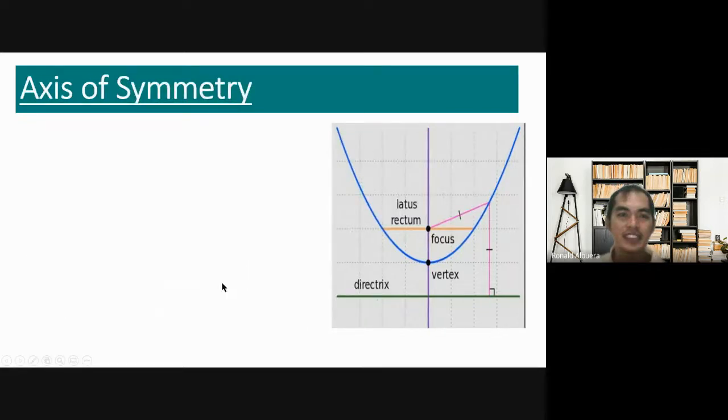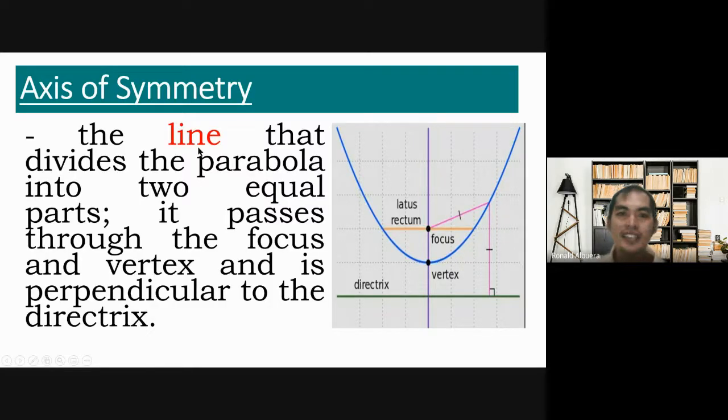Okay, proceed tayo. How about axis of symmetry? Also, it's a line that divides the parabola into two equal parts. It passes through the focus and vertex, and it is perpendicular to the directrix. So if you notice, itong line na kulay violet, yan ang axis of symmetry. It passes through the vertex and the focus. Lagi niya pong dadaanan ang vertex and focus. And it's also perpendicular to the directrix.